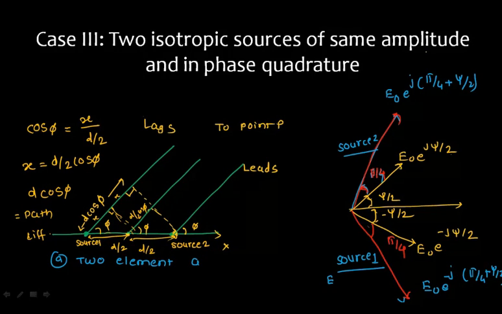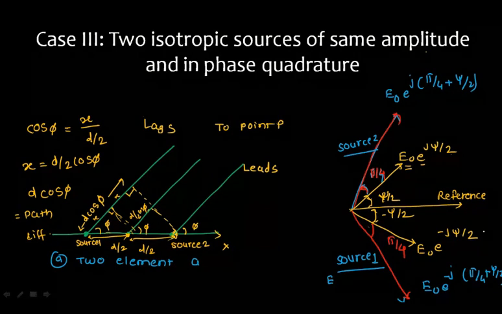And if you see the phases, you will have a phase of psi by 2 and minus psi by 2. So this is my reference, whereas I'll have this kind of radiations: E0 e raised to j psi by 2, and E0 e raised to minus j psi by 2.